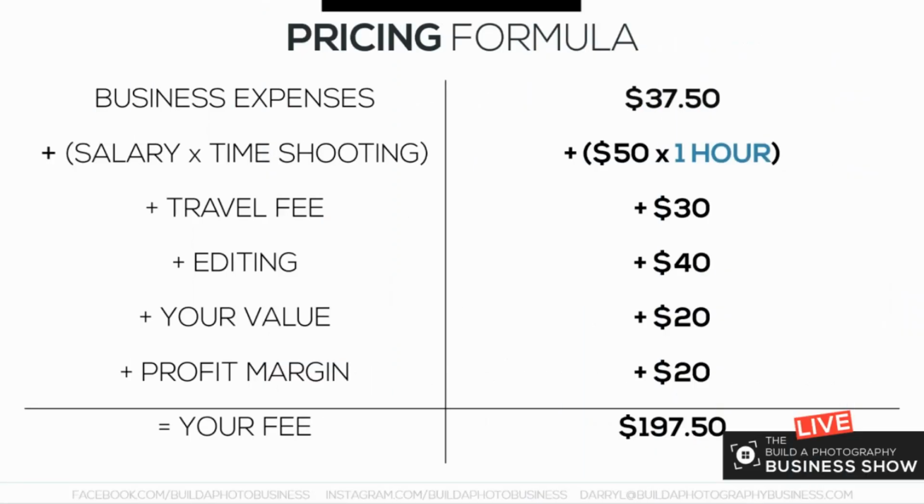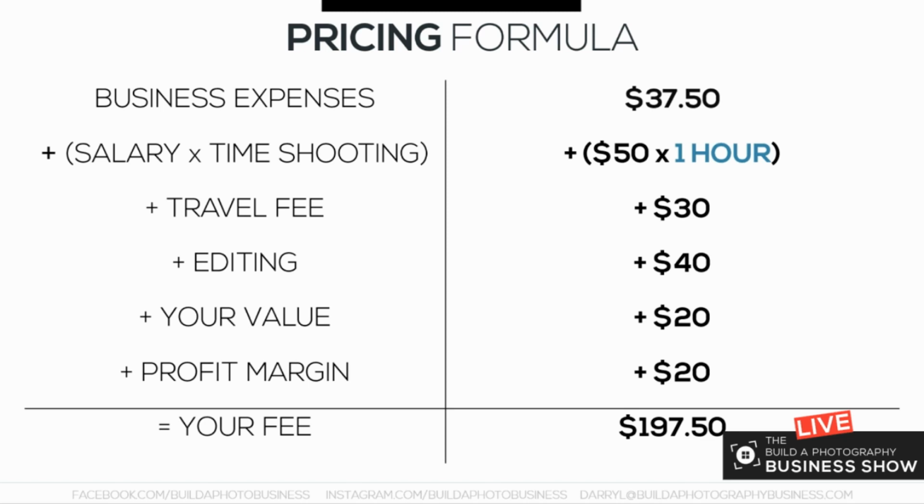So now, when we want to set a price for one of our services, we just punch all of the numbers into the formula. So let's say it's for a shoot where we spend 1 hour on site. Okay, so we add up all the numbers and we get $197.50 as the fee for this particular service.